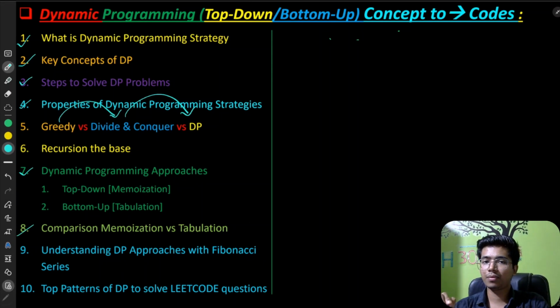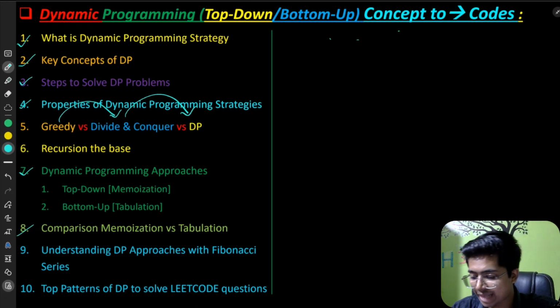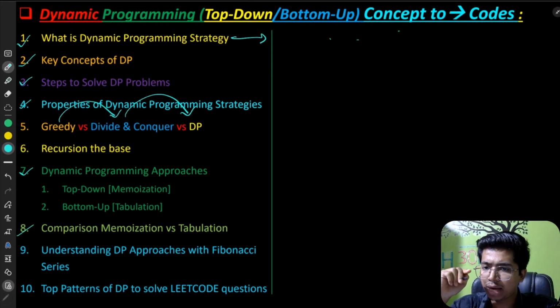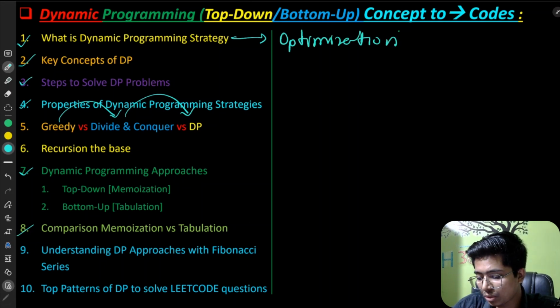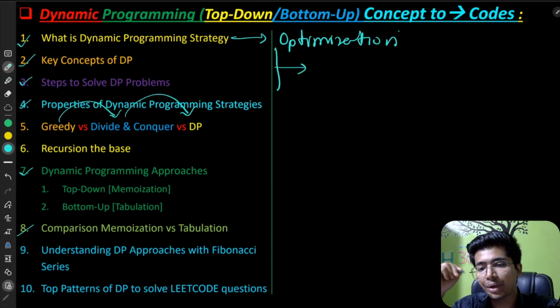So let's start by understanding what the dynamic programming strategy is. So first we are starting with what this dynamic programming strategy is. Dynamic programming is actually an optimization technique. We use dynamic programming for optimization. So when we try to use dynamic programming for optimization, there are a few scenarios. First scenario is when you get an optimal substructure.